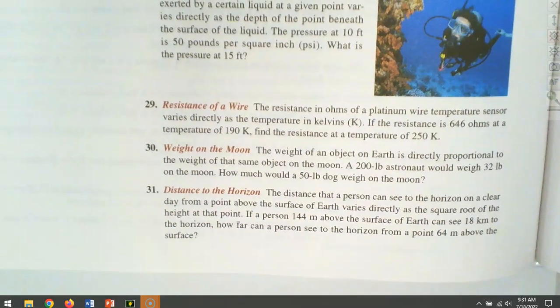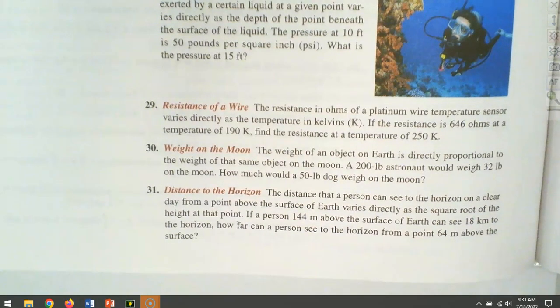So question 30, we're going to be looking at the gravity of the moon. So the weight of an object on the Earth is directly proportional to the weight of that same object on the moon. So if you increase your weight on Earth, you're going to increase your weight on the moon, right? That's how that works. One makes the other one go up.